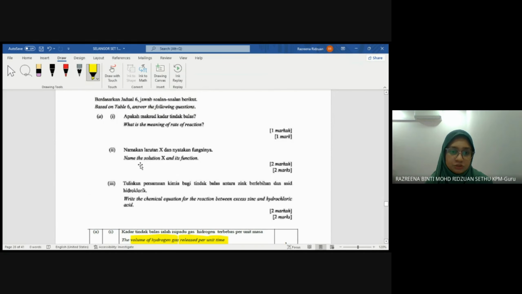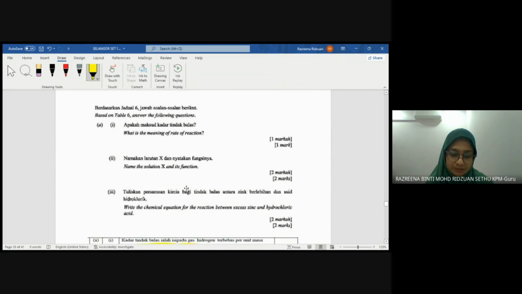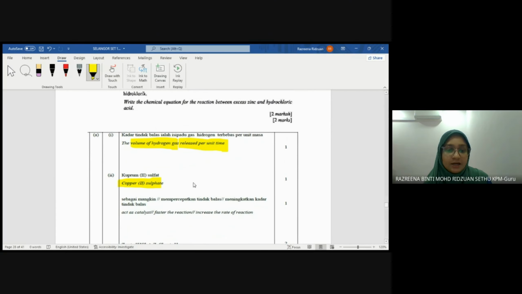Question 2. Name the solution X and its function. Solution X, in an experiment with a metal and an acid, the only catalyst that you can think of is copper(II) sulfate. This is the one that is used. Remember, catalysts are very specific. They are only specific for certain reactions. You cannot use one catalyst for all the reactions. So what is the function? They act as catalysts. You can just say catalyst, or you can say increase the rate of reaction. If you want to say faster, you can say faster the reaction, but you cannot say faster the rate. The rate has to be increased or decreased.